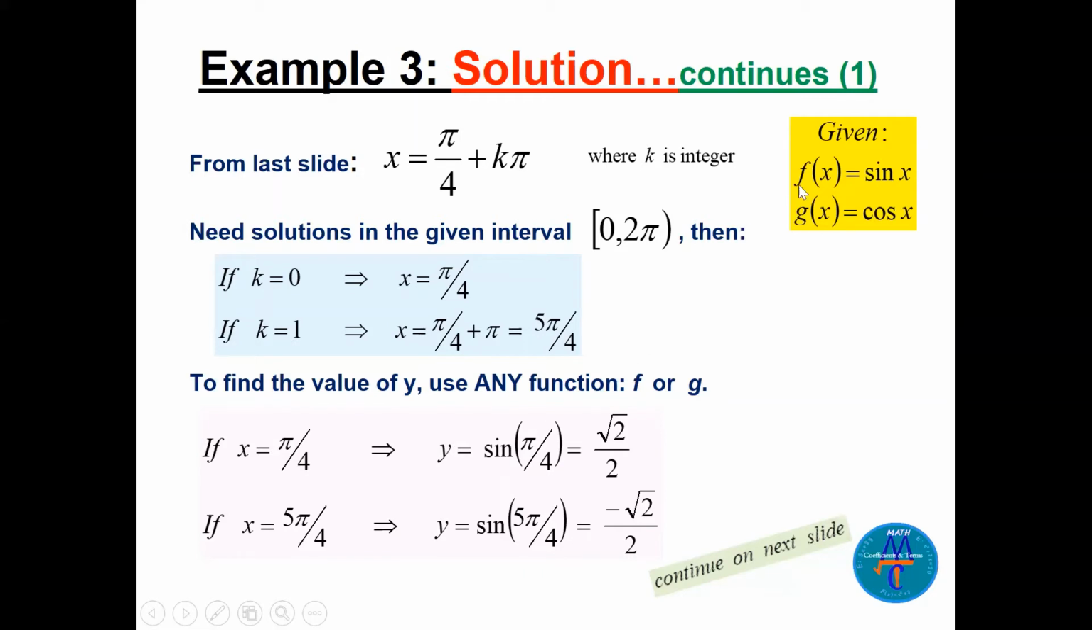If x is pi over 4, then I have to find y. I can use either function f or g. It's up to you. You will get the same value. See here, I use the sine of pi over 4. You can use also the cosine because these points are common points of intersection of the two graphs. For x equals 5 pi over 4, you can say also sine 5 pi over 4 or cosine 5 pi over 4. You will get the same answer. So now this is x, this is y. That's 1 point.